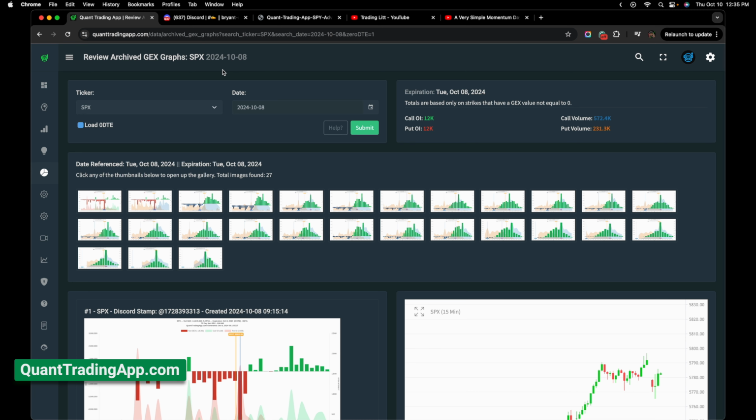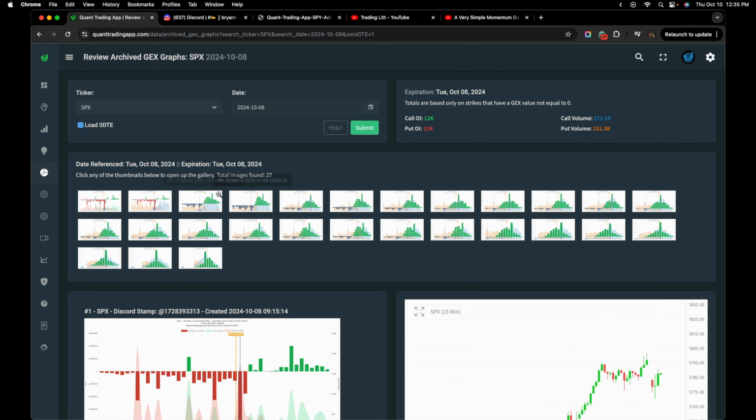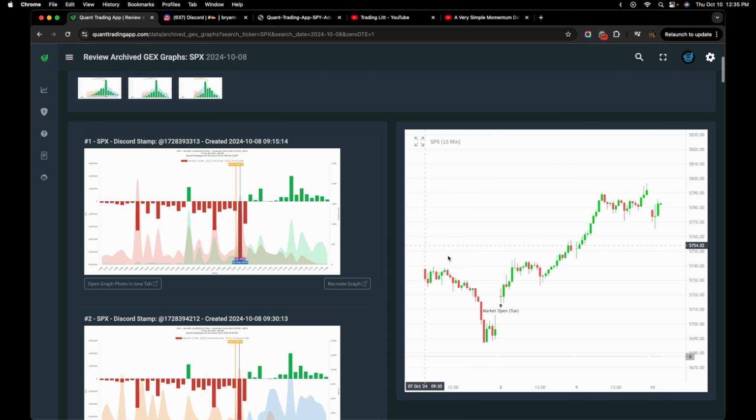This is the archive gamma exposure tab on the Quant Trading app. So what we're referring to is this chart right here. It is the same screenshot. And what we're going to do is play this out. We can also take a look at the price action at this point in time. This is 7:30. Look at where the first rejection happened at 7:30, 15 minutes after the market opened.